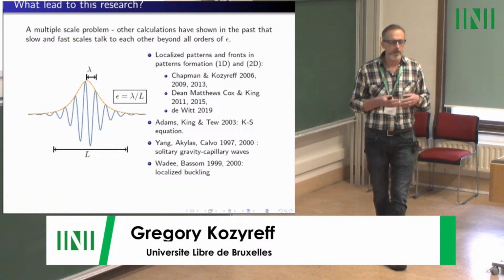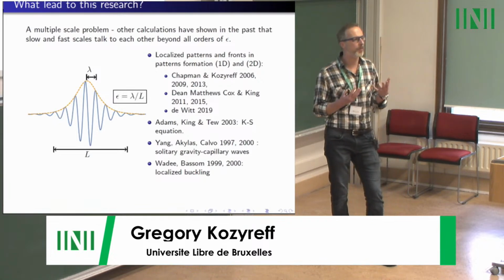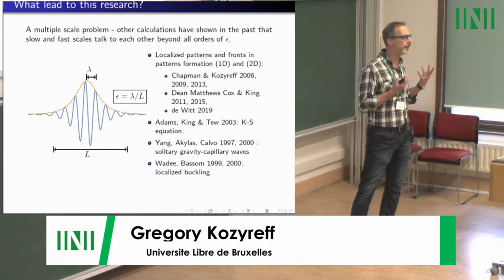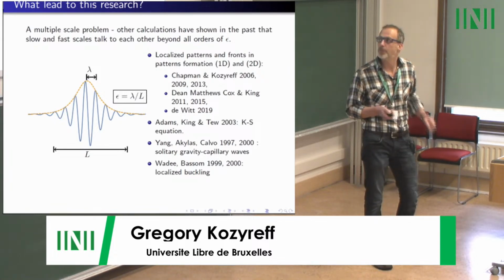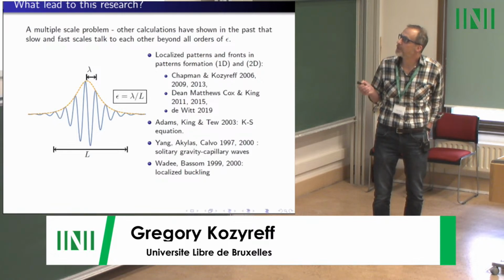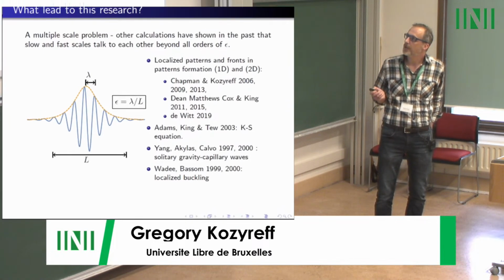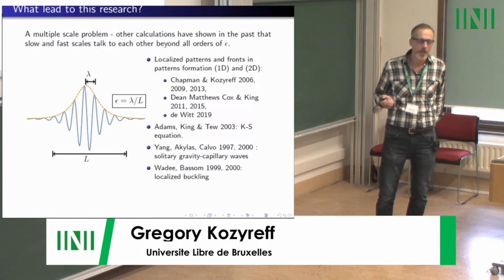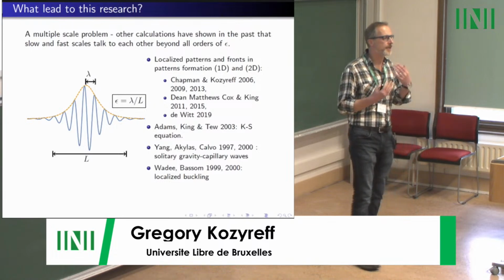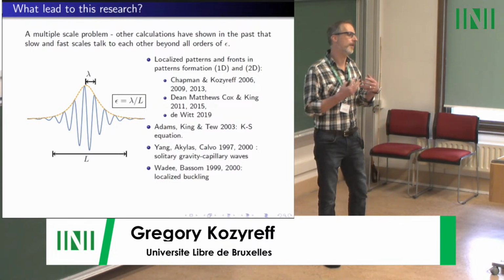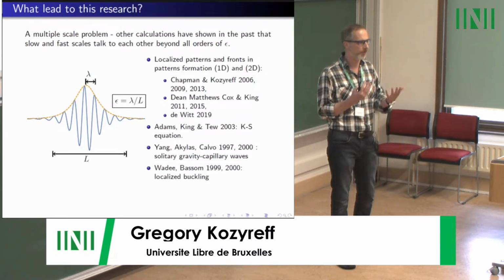So why did I expect things to happen differently than the usually expected law in this situation? It's because I had a previous experience on localized patterns where you also have 2 scales. You have a wavelength and a slow amplitude, and they are related by a small parameter. And although they can be treated asymptotically as different scales, in fact, they are not independent. They sort of talk to each other, and there is some locking phenomenon going on.